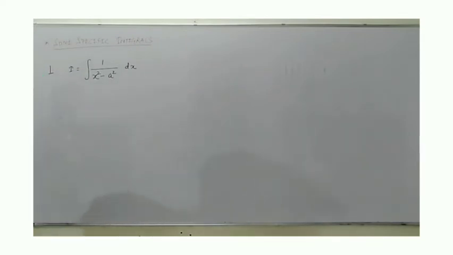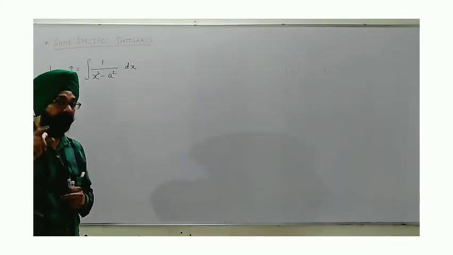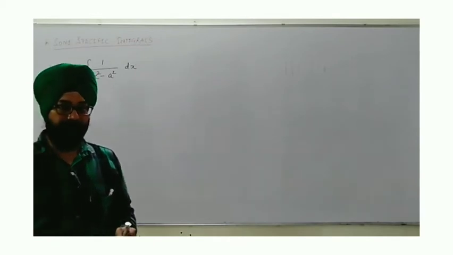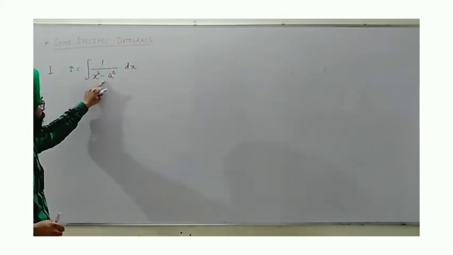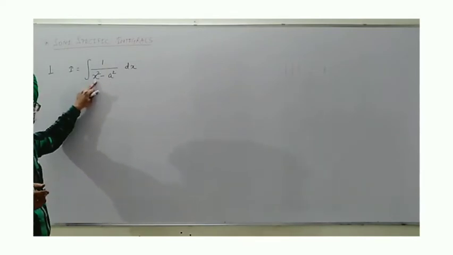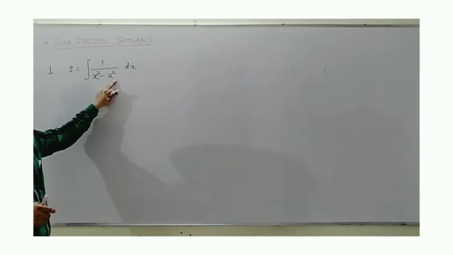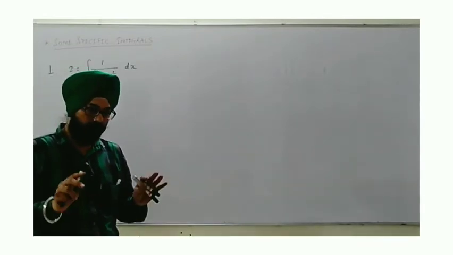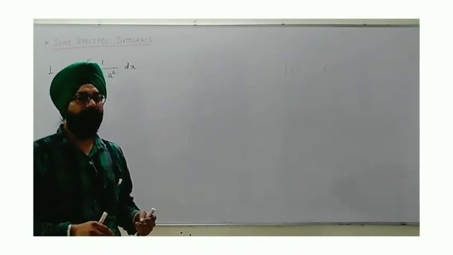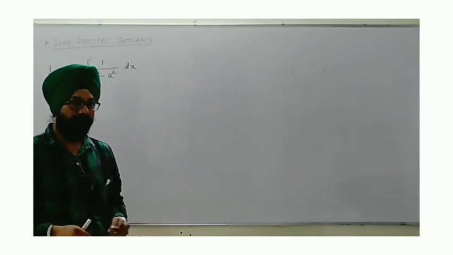As I said, here we will find such functions in rational form, and in the denominator we have a quadratic polynomial. Here I have taken a two-term expression, x square minus a square, where one term is x square and the other is a constant. Now it's written a square because a constant is given which may be written as the square of any real number.